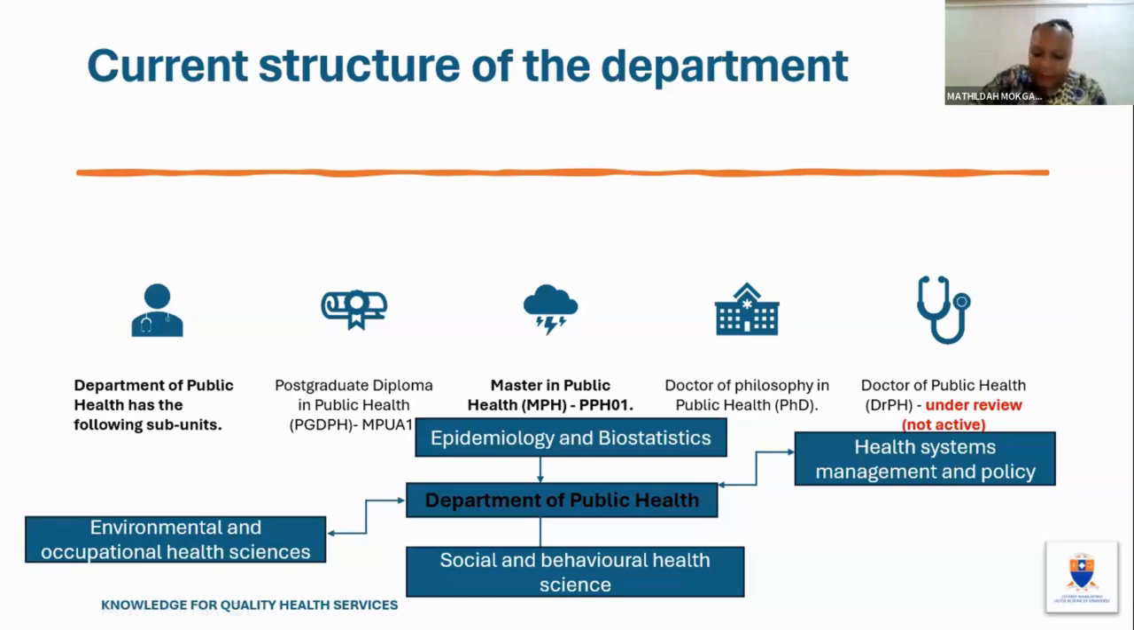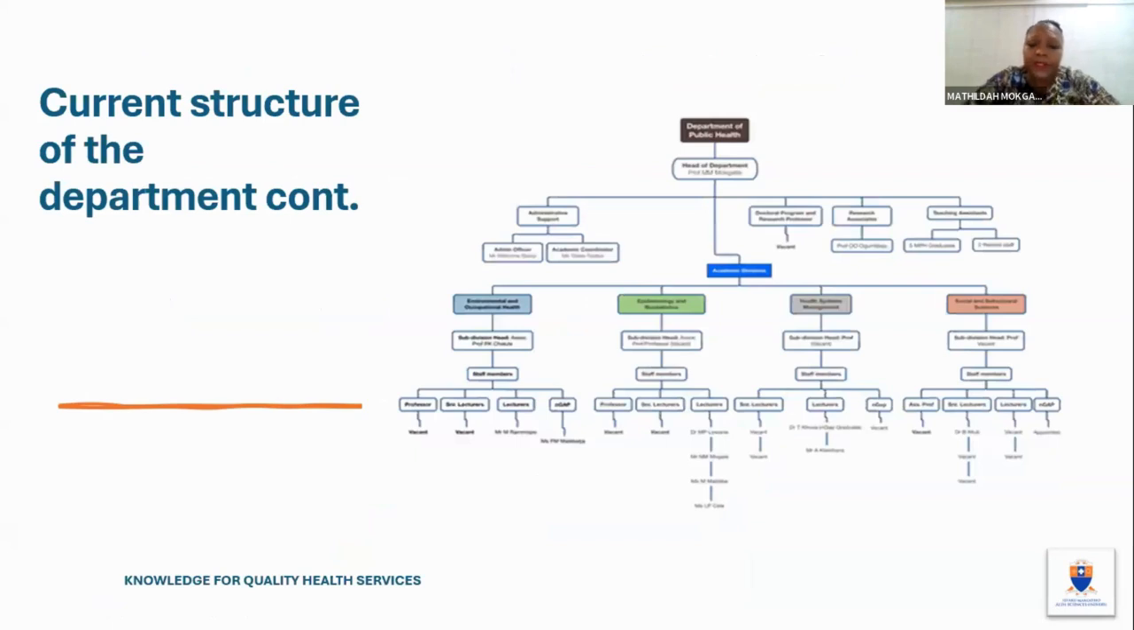The Department of Public Health has 4 units: epidemiology, biostatistics, health systems management and policy, environmental and occupational health sciences, and social and behavioral health sciences, which are basically the streams where one could choose a specialization when they take on public health. We have a staff complement of 18 full-time academics within these 4 units or divisions.